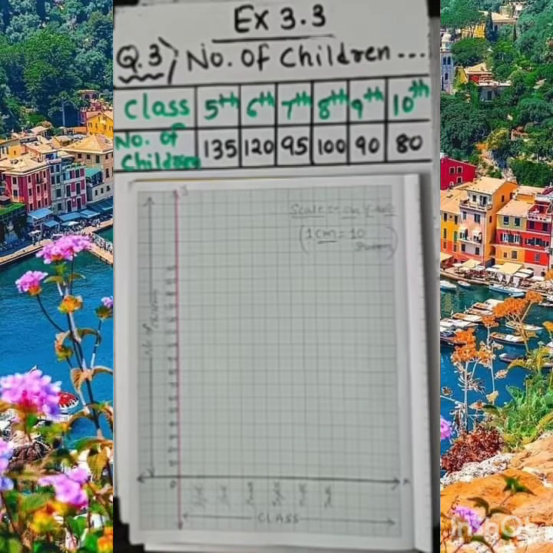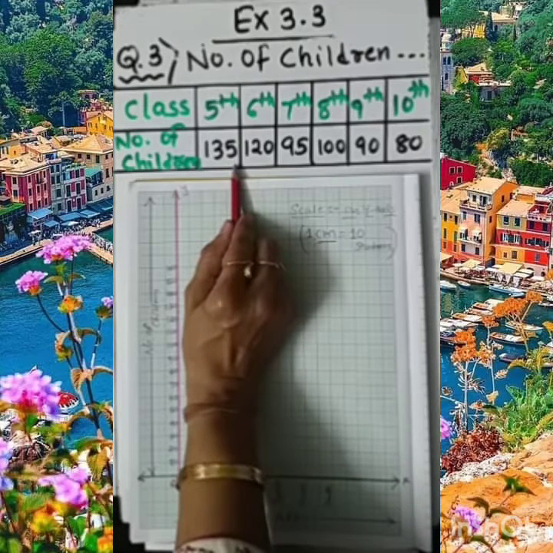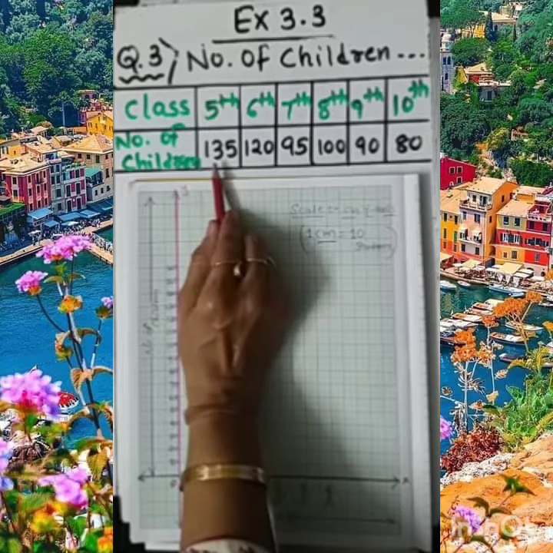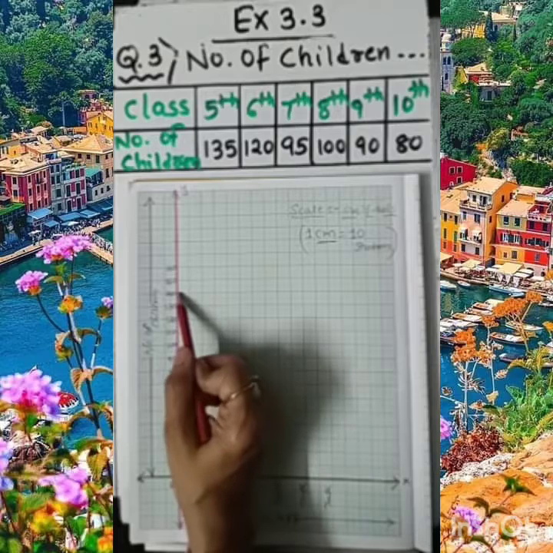Okay. Now, dear student, it's very important to locate the point at a proper place. So, please be careful about this thing. First observation, for the 5th class, 135. You know, dear student, very well, 135 lies between 130 and 140.